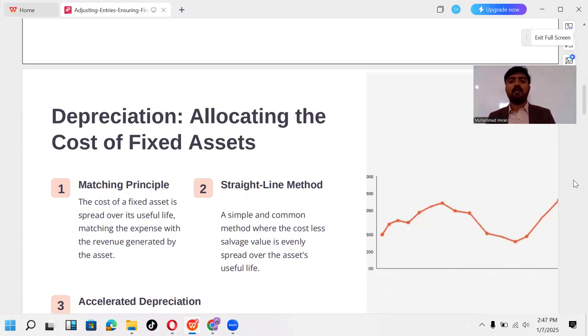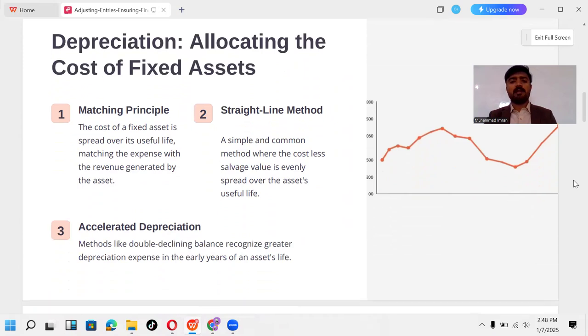There are different methods of depreciation, and the first one is the straight line method. In the straight line method, after cost minus salvage value, the remaining value is equally distributed over the estimated life of the asset. For example, if the value of an asset after cost minus salvage value is 20,000, and we estimate that the life of the asset is 4 years, then 5,000 for each year is depreciated from the account of that asset.